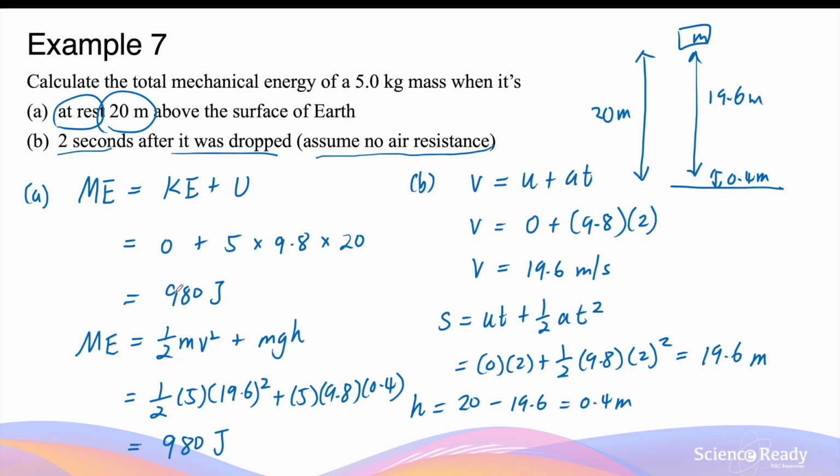Now, I want you to be aware that when the mass was at rest at 20 meters above the ground, its mechanical energy is 980 joules. After 2 seconds of being dropped, despite having a different kinetic energy and gravitational potential energy, its mechanical energy is still 980 joules. I discuss why this is the case in the next video on energy and work, on the topic of the conservation of mechanical energy.